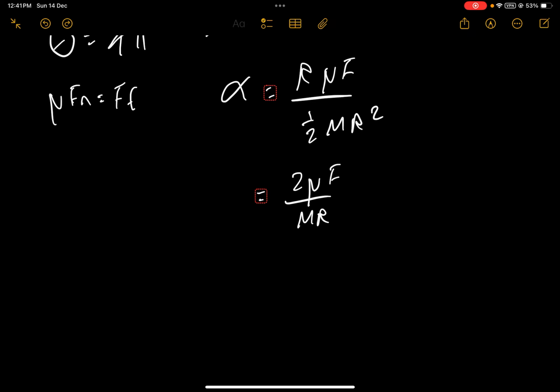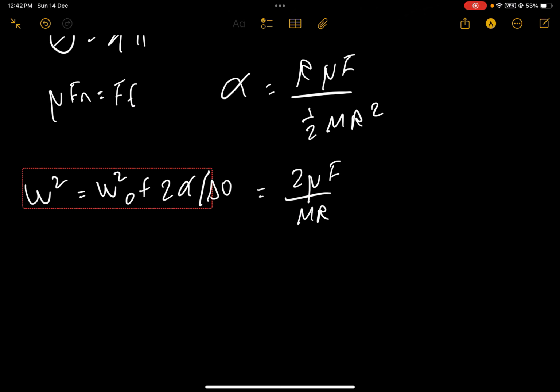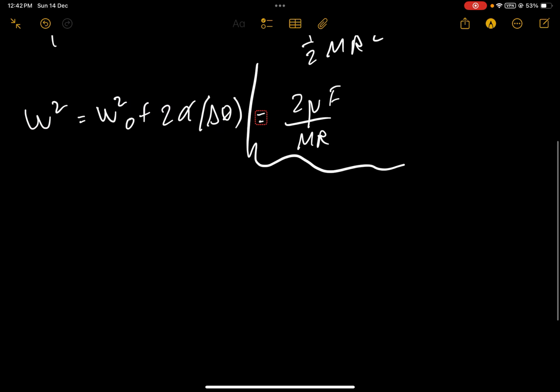Recall that angular motion, or angular kinematics, works the same as linear kinematics. So we will be using this equation. And because of this, we can substitute what values we know.